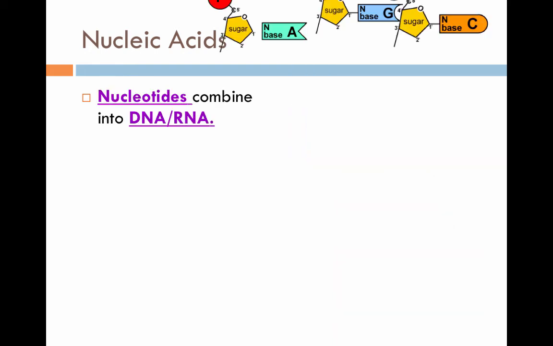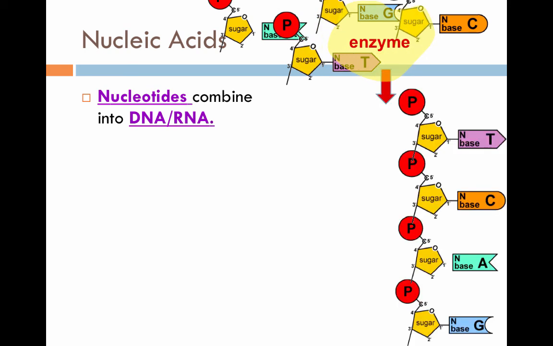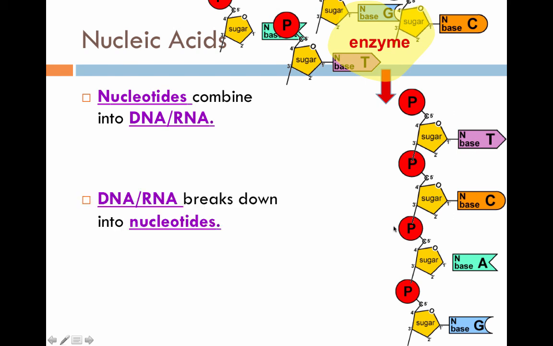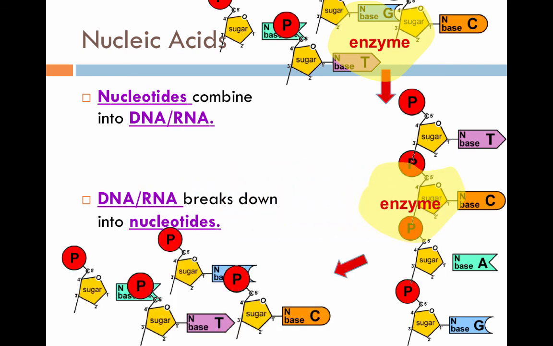Remember, nucleotides combine into DNA. And the way that they combine into DNA is the same way other things combine. You can take the small units, combine them together to make a large unit. So in this case, we took 4 different nucleotides up here, and they came together to form this one strand of DNA or RNA. There's the base, there's the sugar, there's the phosphate. Base, sugar, phosphate. Base, sugar, phosphate, and on and on. DNA and RNA can also break down into nucleotides, so you could also break them back into their individual small units.